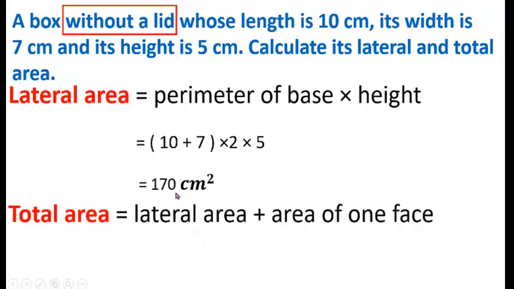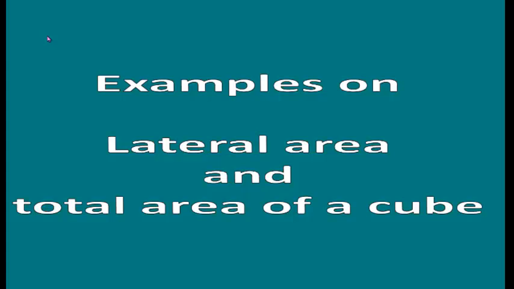Lateral area I have already calculated. And what about the area of one face? Yes, this box is a cuboid. So I will have the area of one face equal to length times width, which is 10 times 7. 170 plus 10 times 7, which is equal to 240 centimeters squared. We only need to study the rules by heart. Let's go now and solve examples on lateral and total area of a cube.